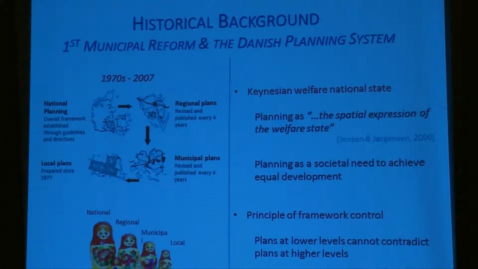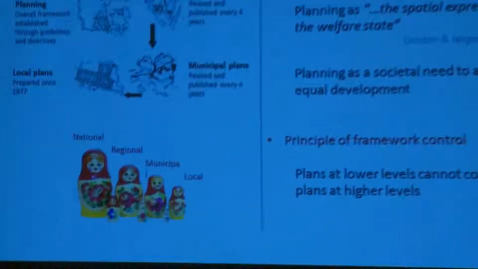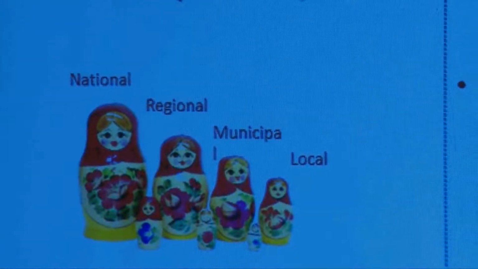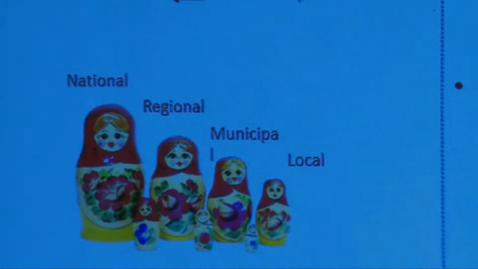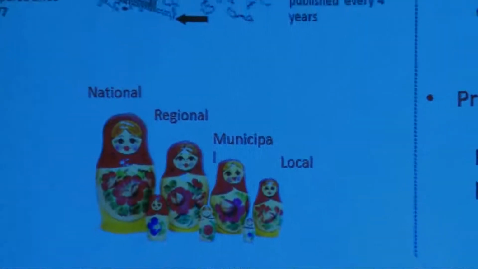Here we see the relationship of this municipal reform to the Danish planning system. On the left, we have a Danish planning system characterized by the principle of framework control, where we have very well subdivided levels of planning: national, regional, municipal, and local, each one embedded into the other. It could also be known as a Matryoshka system, like the Russian doll, and the Dutch system was characterized in a similar way in the past, with several relationships to the Dutch system as far as the way of administration in planning was concerned.